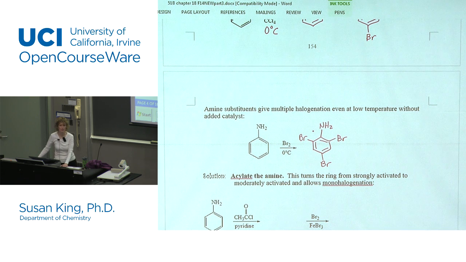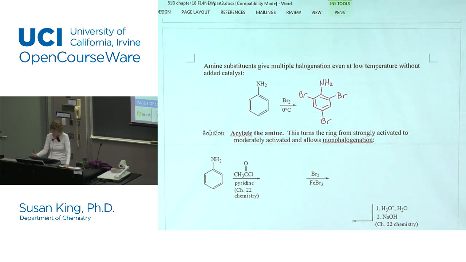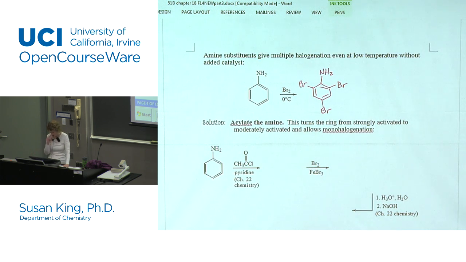You cannot stop at one halogen going on the benzene ring. All right, so we have a solution for this. Aniline is very highly activated, and what we can do is turn it into an acid anilide, and that tones down the reactivity greatly. So this is strongly activated. And what we do to do that is acylate the amine.